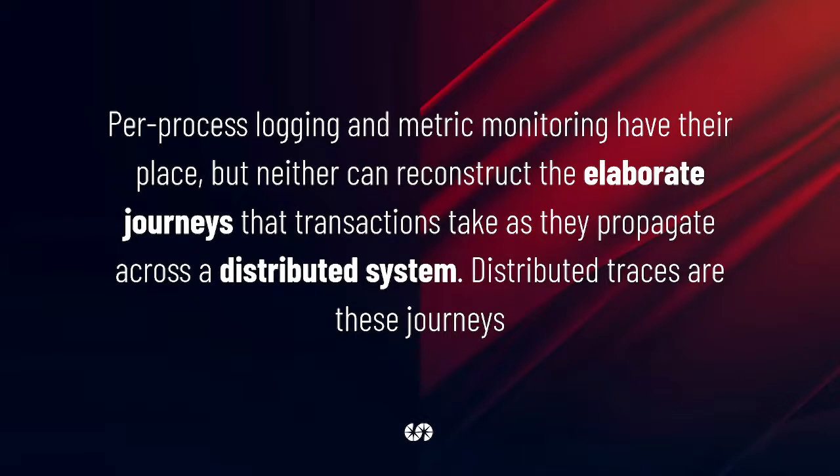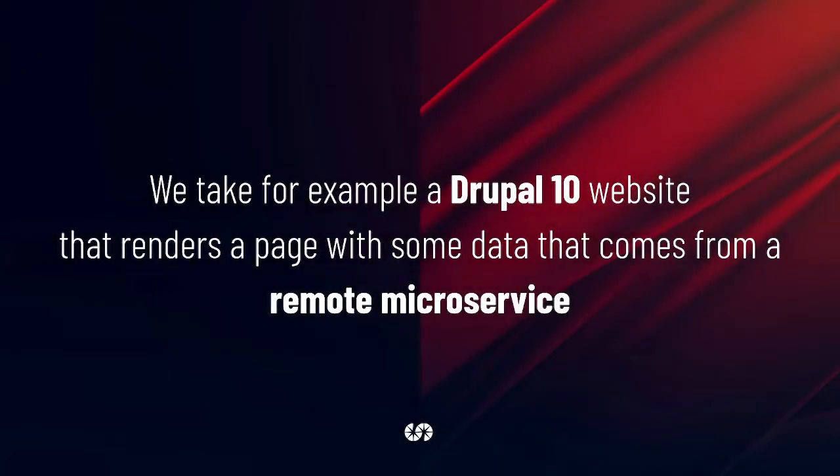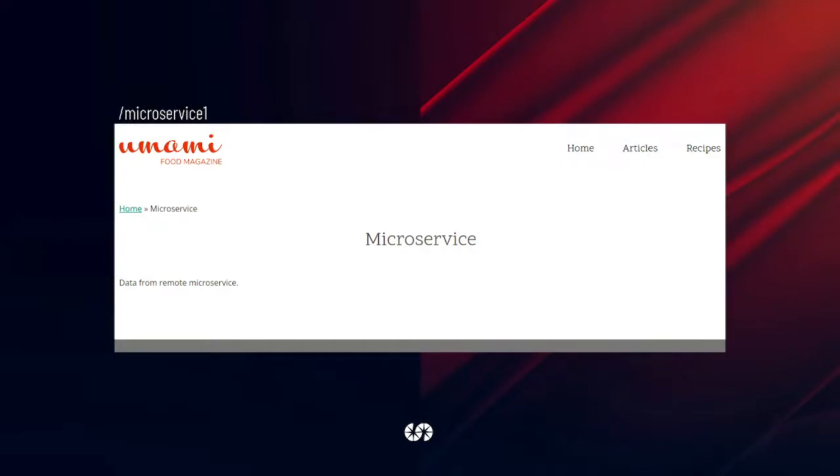So we are using tracing to understand the journey of a request and a response through a distributed system. And in this case, to give you an example, we are using a Drupal 10 website that renders a page with data from an external microservice. So basically, it's quite simple. We have a custom controller that renders this route, microservice one. The controller contacts an external service via HTTP, takes the response and renders the response on the page.